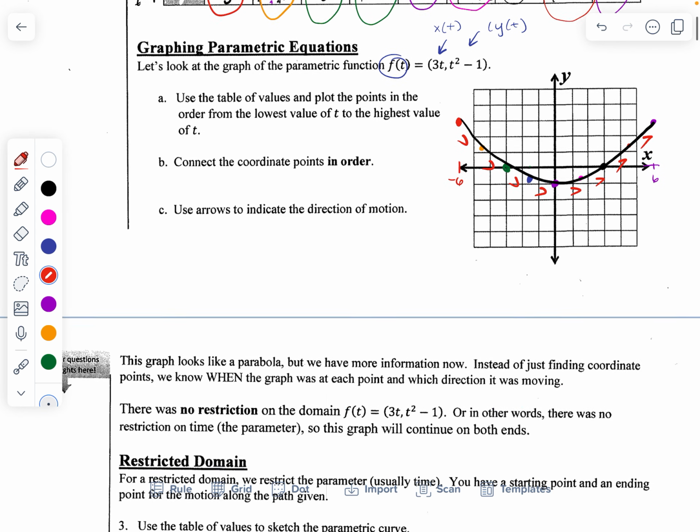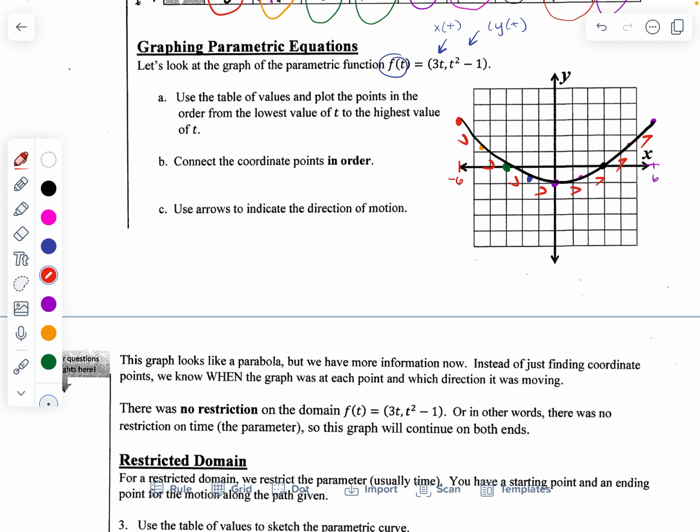The last thing I want you to see here, and this is on your next page written out, is that when we're looking at the graph f of t, there was no restriction specifically on what t could be. So if there's no restriction, t could be from negative infinity to positive infinity, okay? So when it can be from negative infinity to positive infinity, this means this graph is going to continue on both ends. Just like an actual parabola, we know that those ends continue forever left and right. This now is not always the case if there's a restriction on t.